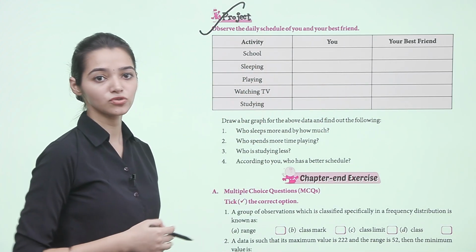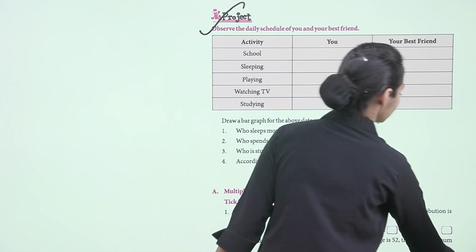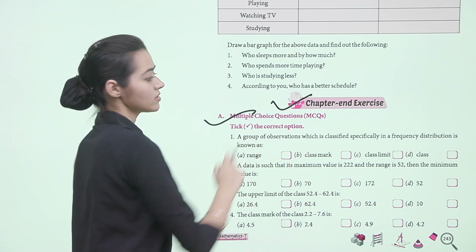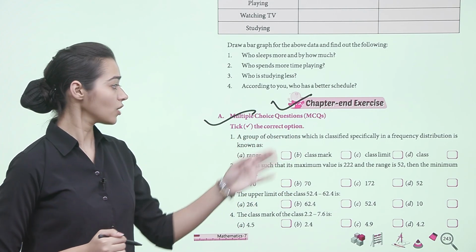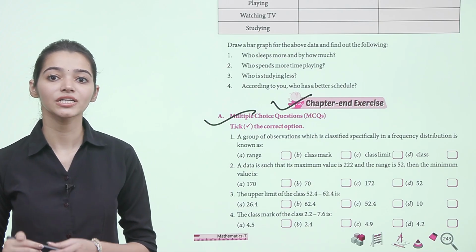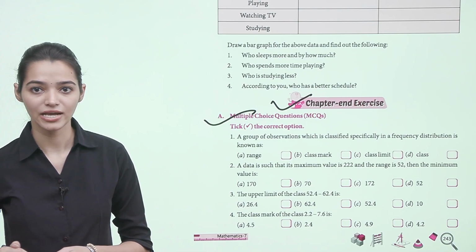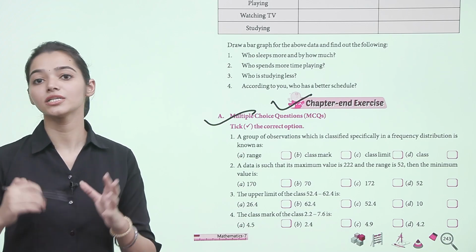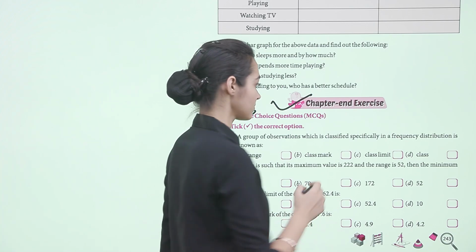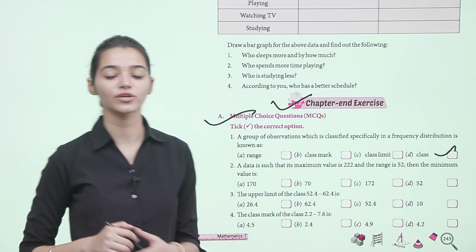Here's the project that you have to do by yourself, students. Next is our chapter end exercise. Here we have to choose the correct option. A group of observations which is classified specifically in a frequency distribution table is known as, the group of observations that we classify in a distribution table, that is our what? Class. That's how you can solve the remaining ones.